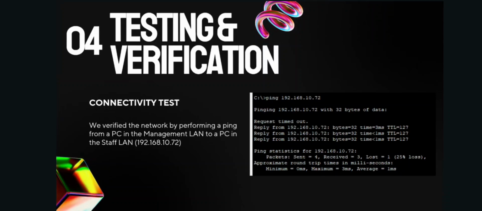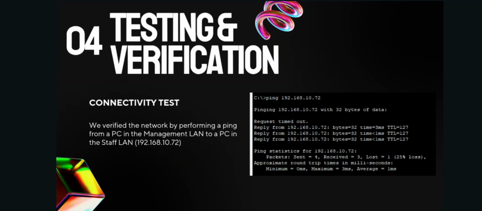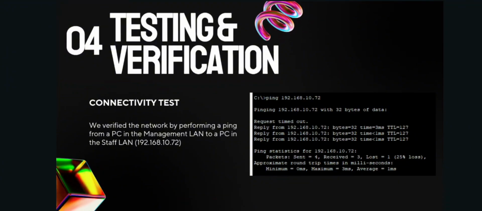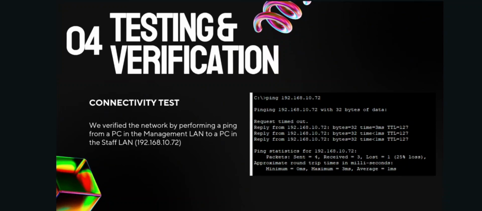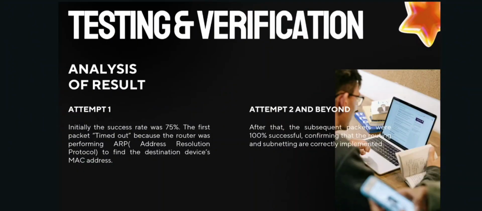From the results, we can see that out of 4 packets sent, we only received 3 and lost 1 packet, due to the router performing Address Resolution Protocol, or ARP, to find the destination device's MAC address. After further testing, we found that 100% of the packets were sent successfully, thus verifying that our routing and subnetting are implemented correctly.